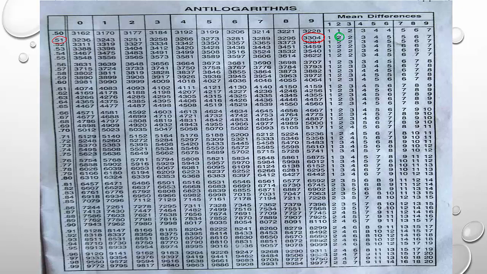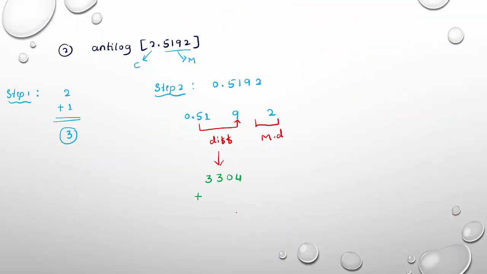0.51 at 9 in the difference column, 0.51 at 2 in the mean difference column. Here it is 2. I am going to add plus 2 here. So what is the final answer? 3306. Step 1, step 2, characteristic and mantissa value is completed. Now we have to write the final answer.